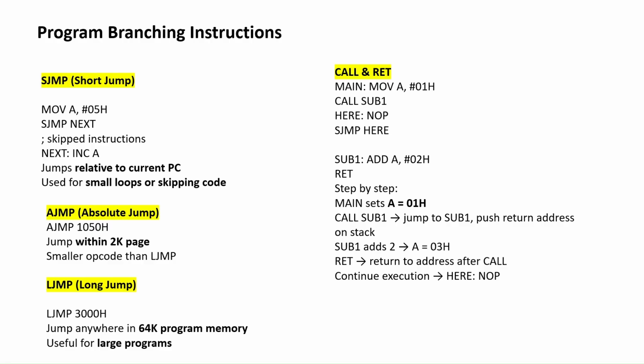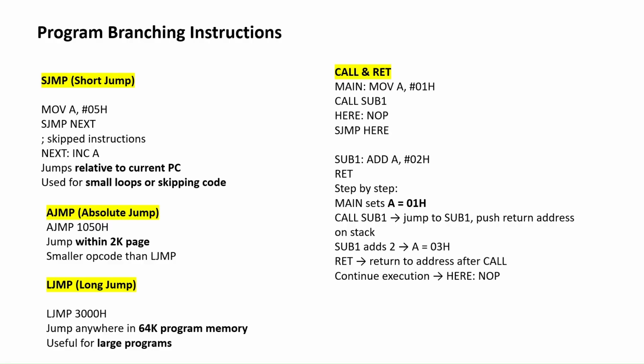First, SJMP, short jump. SJMP stands for short jump. It is used to jump to a location within -128 to +127 bytes from the current program counter. This means it can only jump a short distance, which is why it is called short jump. Next is LJMP, long jump. LJMP stands for long jump. This instruction allows the program to jump anywhere within the 64K program memory.